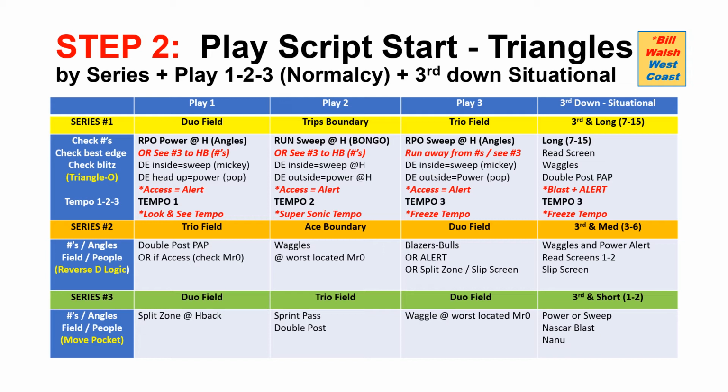Series number 3 then, we want to be able to move the pocket of the quarterback and get a good run pass mix. So again, examples here, play 1, we would just go split zone, but it would be at the H-back. Then play 2, we'll go trio to the field. We'll think a sprint out pass. Play 3, if we're in normalcy, then do a waggle where we're going to just go at that worst located Mr. Zero. So that's the start of your game.